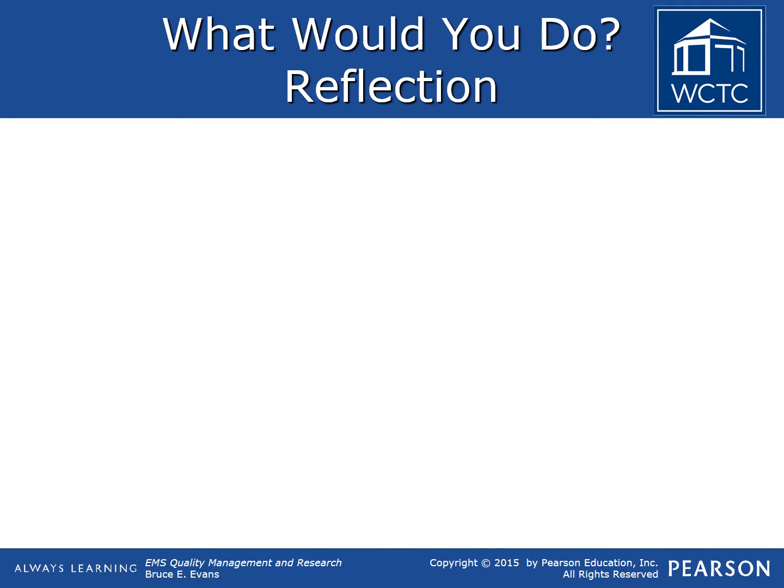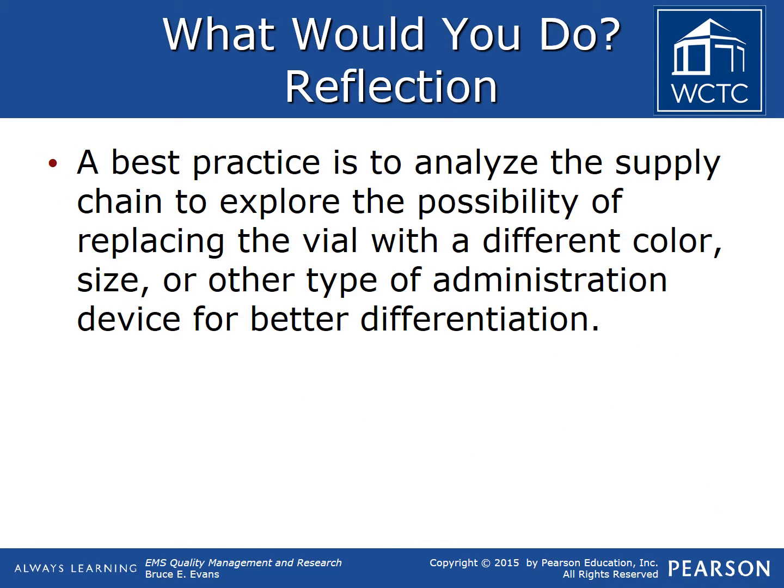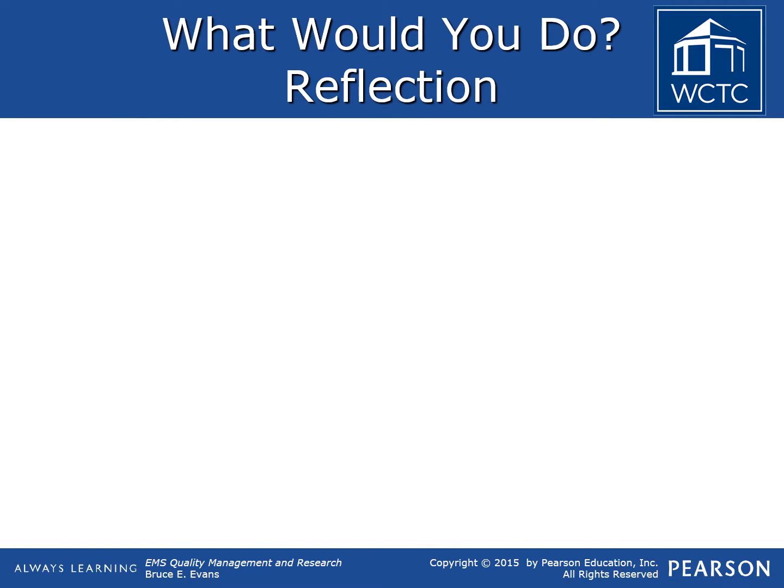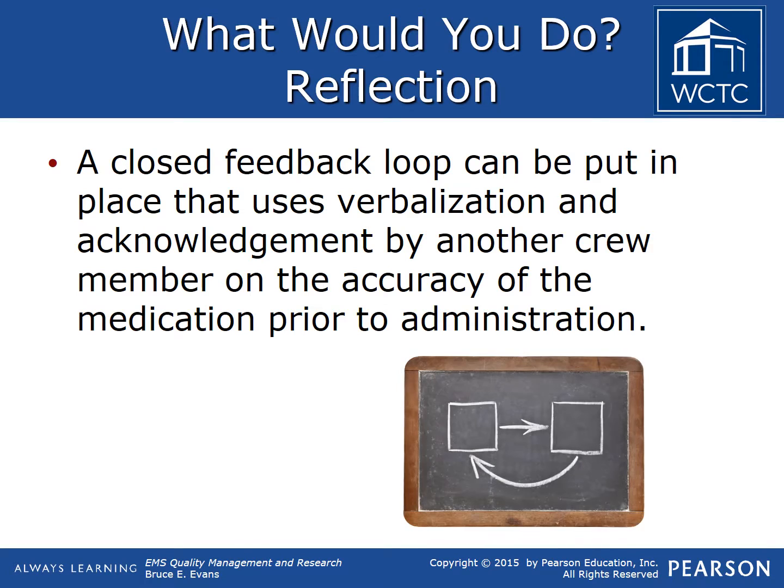Another best practice would be to analyze the supply chain for medication used by the EMS agency to explore the possibility of replacing the vial with a different color, size, or other type of administration device to assist providers in further differentiating the Narcan from other medications. As mentioned previously, a closed feedback loop could be established that used verbalization and acknowledgement by another crew member regarding the accuracy of the medication prior to administration.